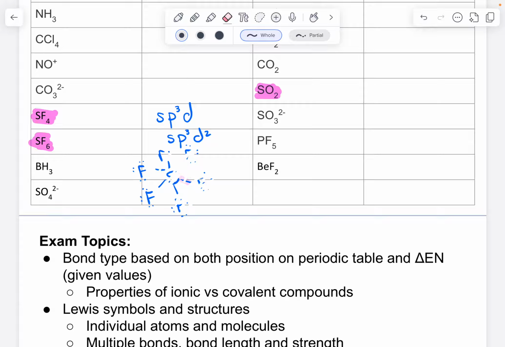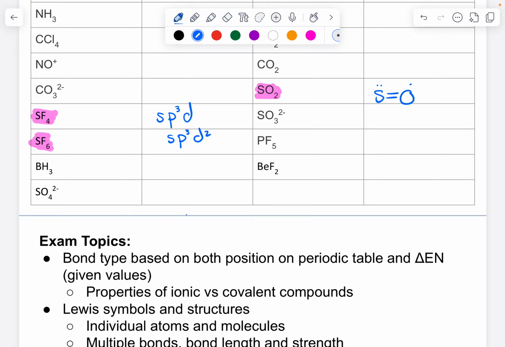Okay, last one. If I can get this one erased. It's probably good enough. SO2 looks like this. So 1, 2, 3 regions. So sp2. Okay, that's it. That was all you would have to do to determine hybridization.